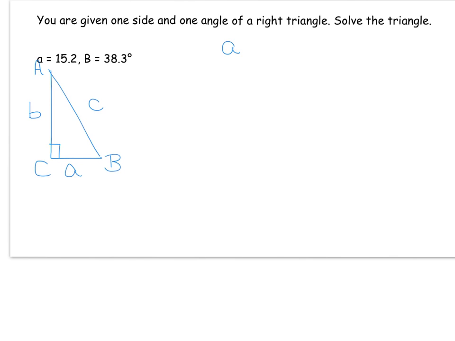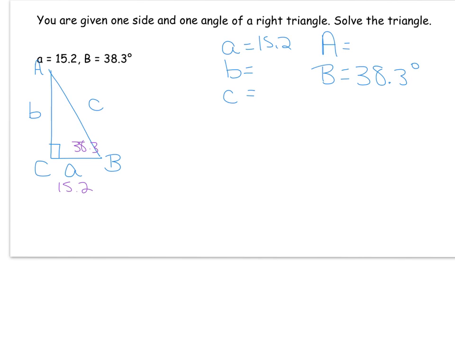So we need to find side A, side B, and side C, and we need to find angle A and angle B. We already know angle C is 90 degrees. It's a right triangle. So 1 part is done for us. We got to find 5 parts. They gave me little a is 15.2. I'm going to come over here and write that in. And they gave me angle B is 38.3 degrees. So they were nice. They gave me 2 pieces of information.